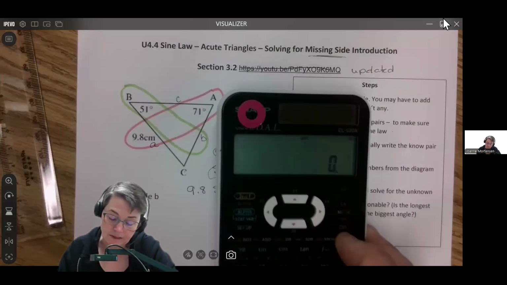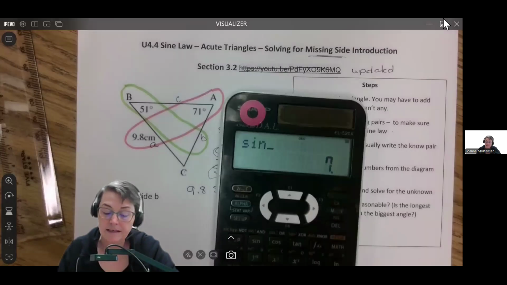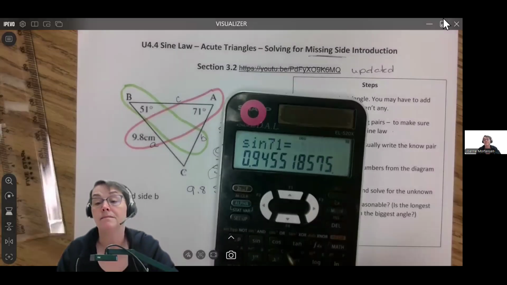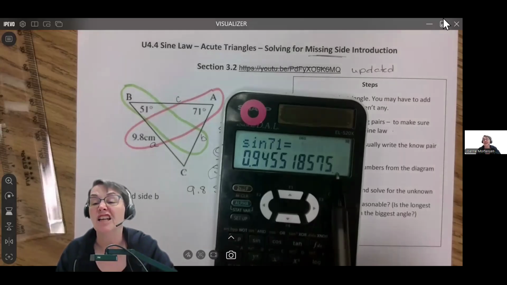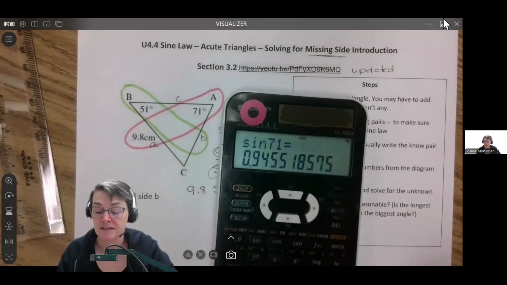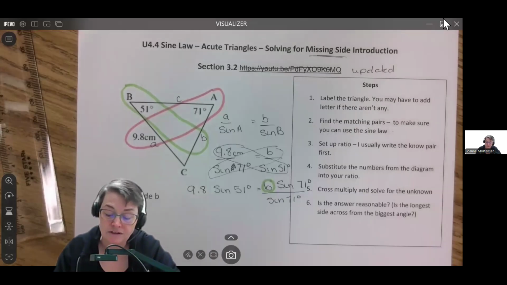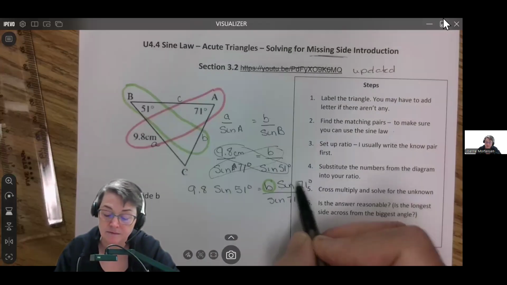Okay. Sine 71. It's an actual value, but I used to make the students write all this out, and it took a lot of time, and it made people kind of, ah. So we don't do that anymore. We're just going to leave it as sine 71, but it's just a number. So this number, we're just going to divide by it.